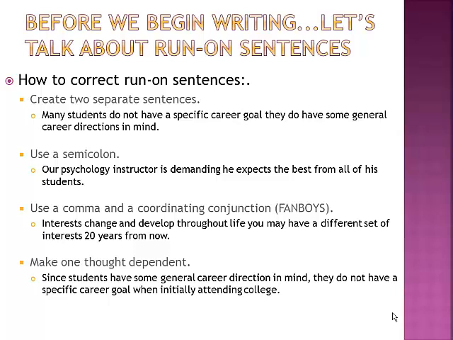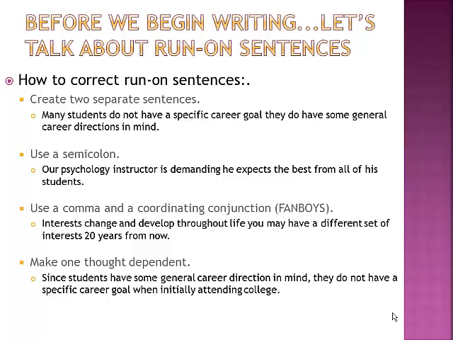A final way to correct run-on sentences is to make one thought dependent. So previously we've talked about the words subordinating conjunction being at the very beginning of a sentence. And a subordinating conjunction is a prime indicator that your sentence is starting with a dependent clause. And so remember, if it starts with a dependent clause, it's going to be separated from the independent clause with a comma.